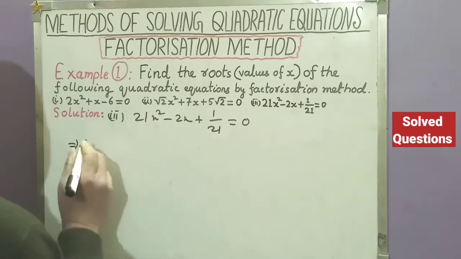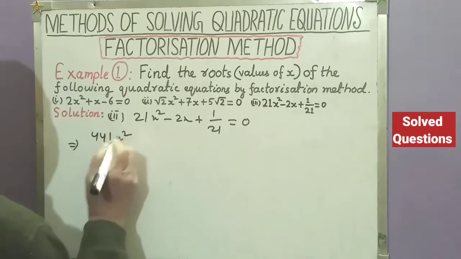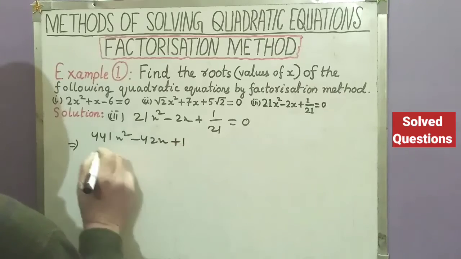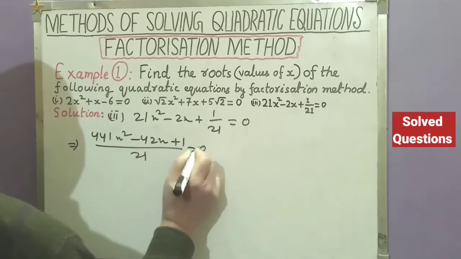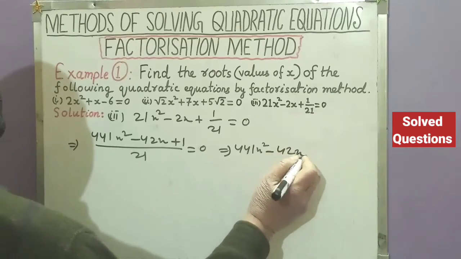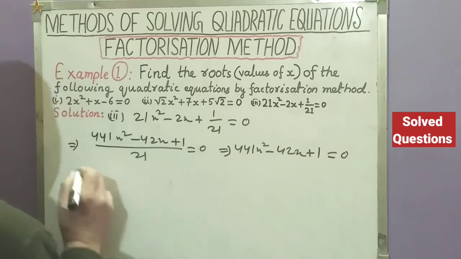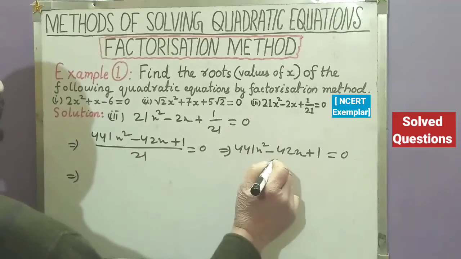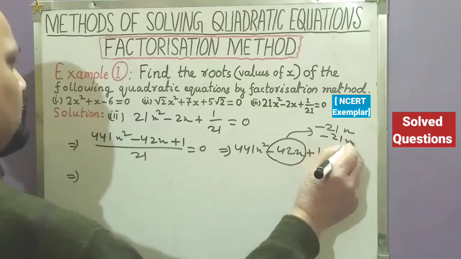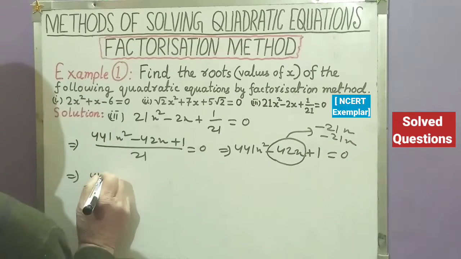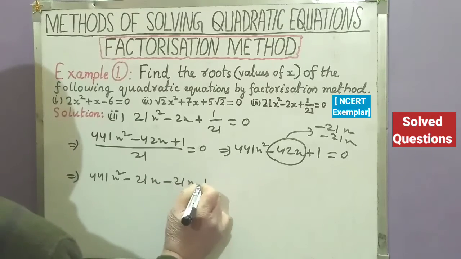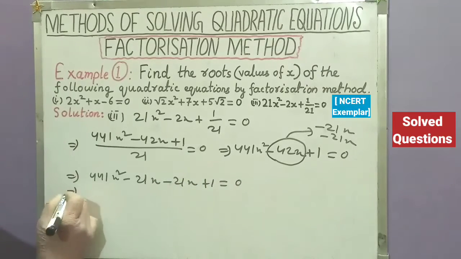That implies that 441x² − 42x + 1/21 = 0. That implies that 441x² − 42x + 1 = 0. Now split the middle term −42x as two terms, −21x and −21x. Now we get 441x² − 21x − 21x + 1 = 0.